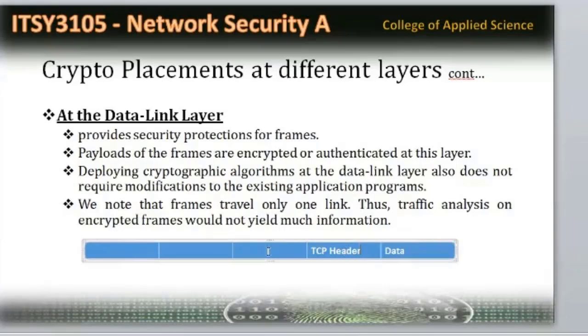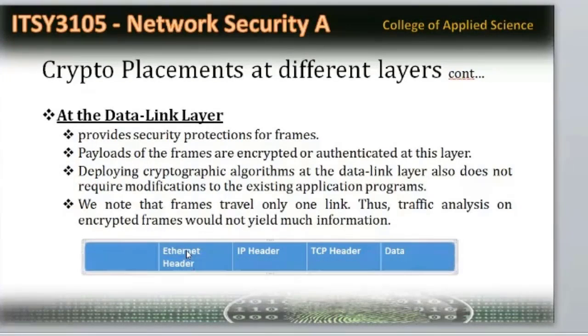Then it comes to the next layer. The next layer is the network layer, that is the IP layer. So the IP header is added here. Now it is coming to the data link layer. So in the data link layer, I'm going to add the Ethernet header. I'm going to add Ethernet header.